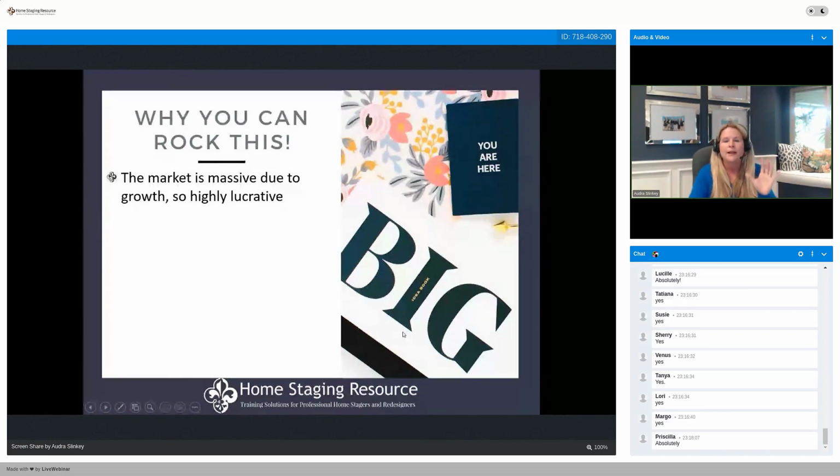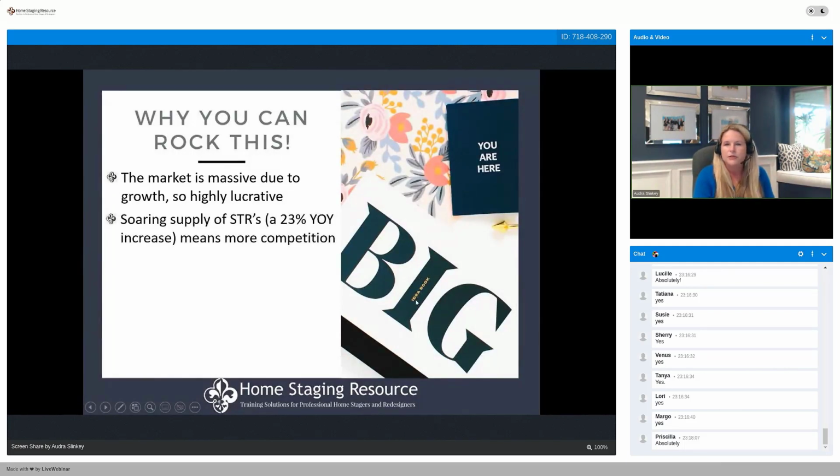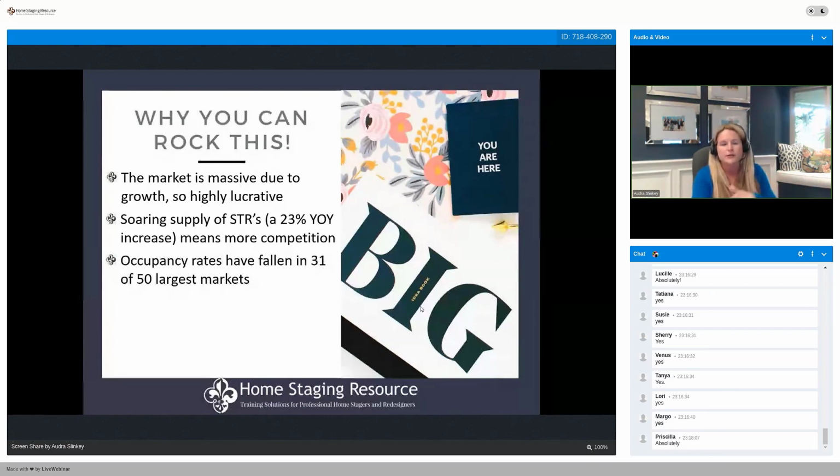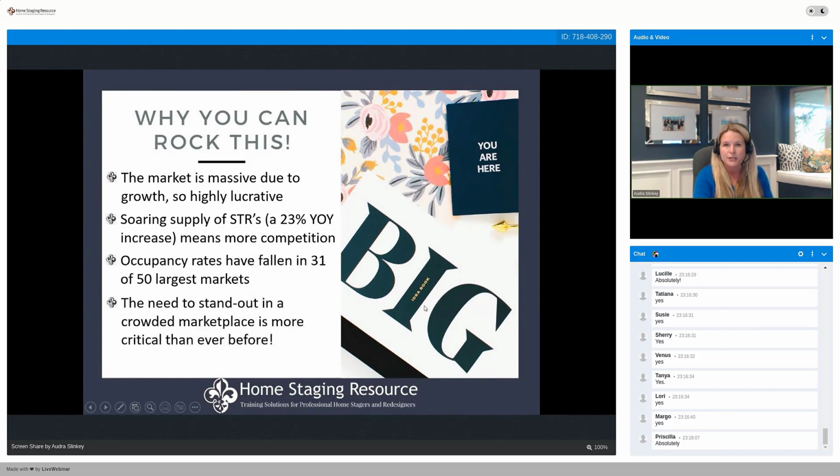So let's talk about why you can rock this service. The market is massive due to that growth, so it's highly lucrative. The soaring supply, it's 23% year over year right now, means they need you. Occupancy rates have recently fallen. I think that'll change. This was just over the winter months, holidays, but that just depends because some people's short-term rentals are hot during the winter months. So they've fallen in the largest markets, I think because of that competition, and that's why I'm excited about this training. So the need to stand out in the crowded marketplace is critical.